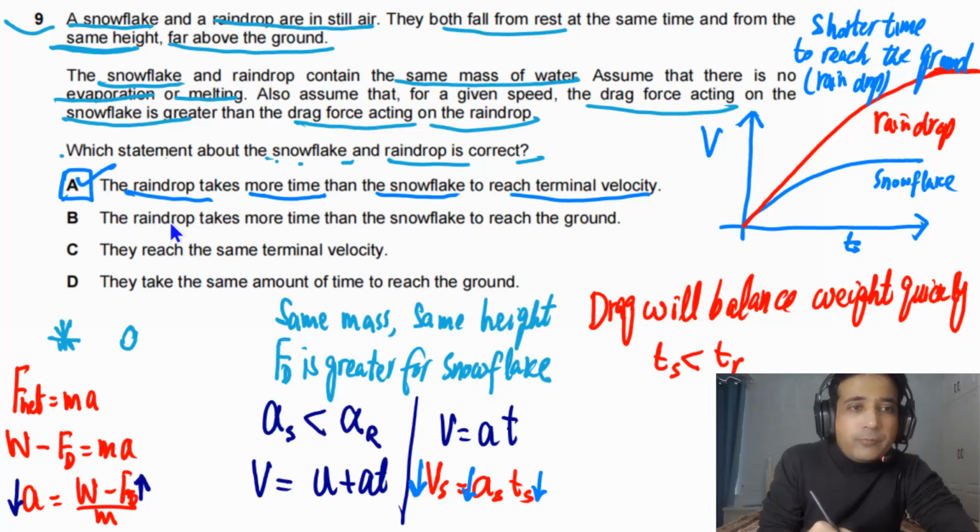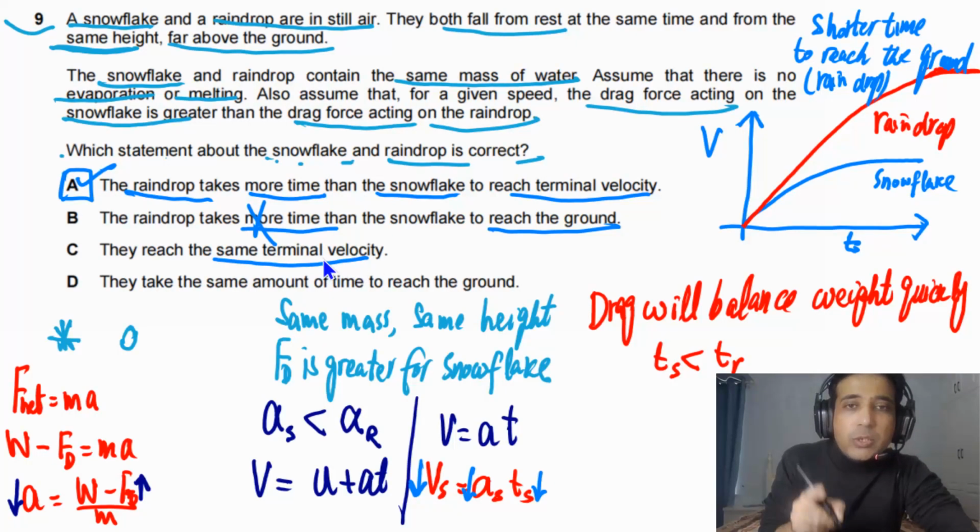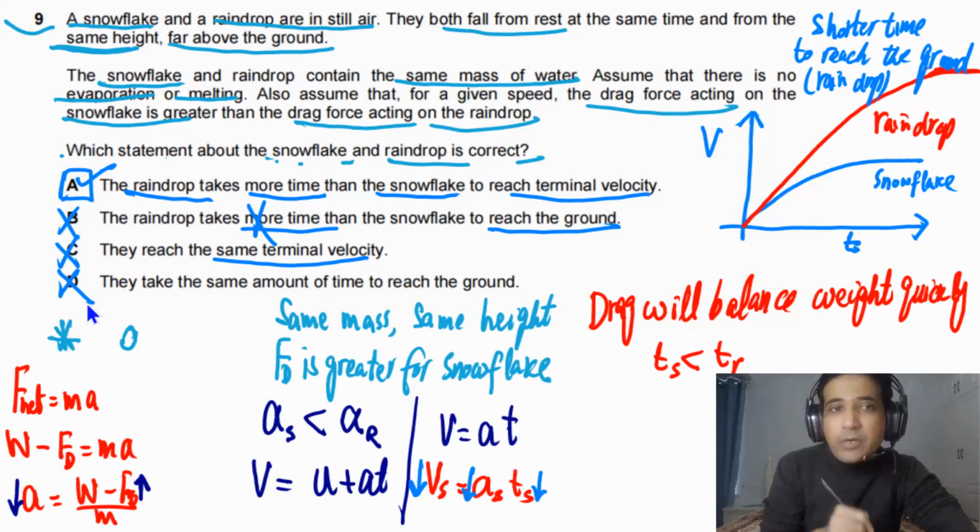Now if we go to option B, the raindrop takes more time to reach the ground? No, it takes shorter time, as you have seen in the demonstration. For option C, they reach the same terminal velocity? No, the raindrop's terminal velocity is higher, so this is also not possible. They take the same amount of time to reach the ground? No, the raindrop takes shorter time. So the answer for this question is A. I hope this concept is clear to you.